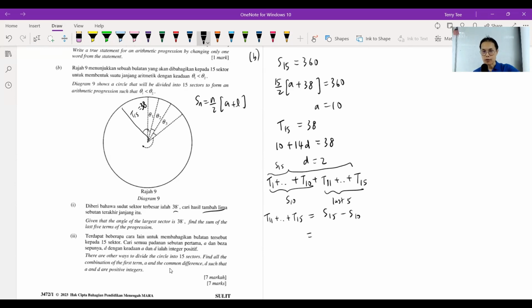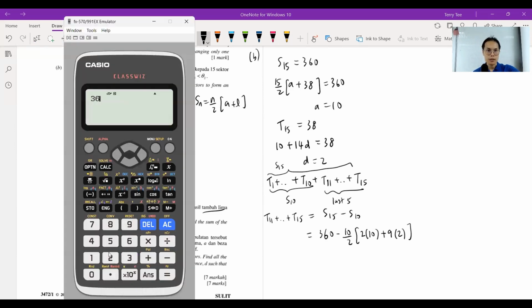We already know, right? Jumlah sudut must be 360. S10 is 10 over 2, (2A plus (n minus 1)d). What's your A? Your A is 10. N minus 1 is 9. My D is 2. Okay, use your calculator again. 360 minus, this is 10 divided by 2 is 5. 2 times 10 is 20 plus 18. So my answer is 170.